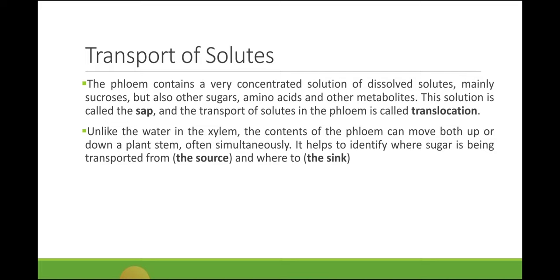And it helps to identify where sugar is being transported. So where sugar is being transported from is called the source, and the place that sugar is being transported to is called the sink. So the phloem is responsible for the transport of solutes. I will still talk later about the xylem and phloem. You can check my video on the internal structure of flowering plants for that, but I will still talk more about that when I talk about the sieve tube and the companion cells. So just so that you know, the xylem and phloem are the transport systems in plants.